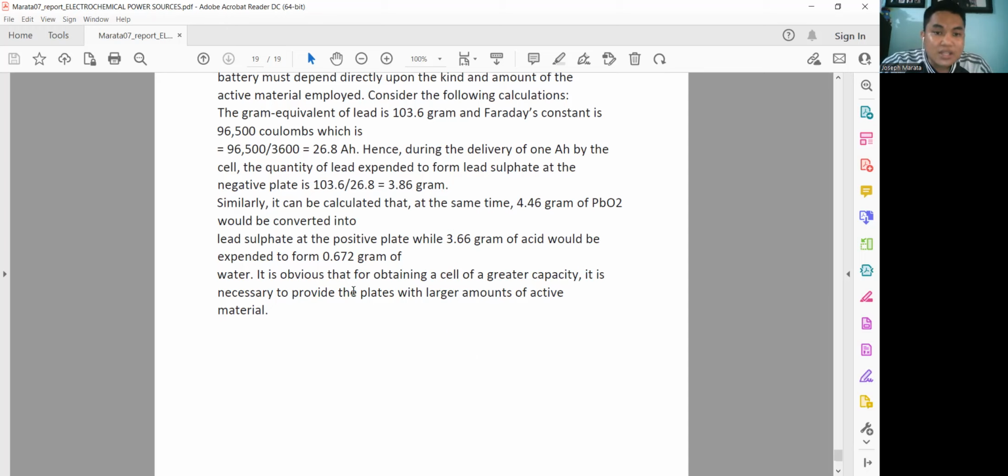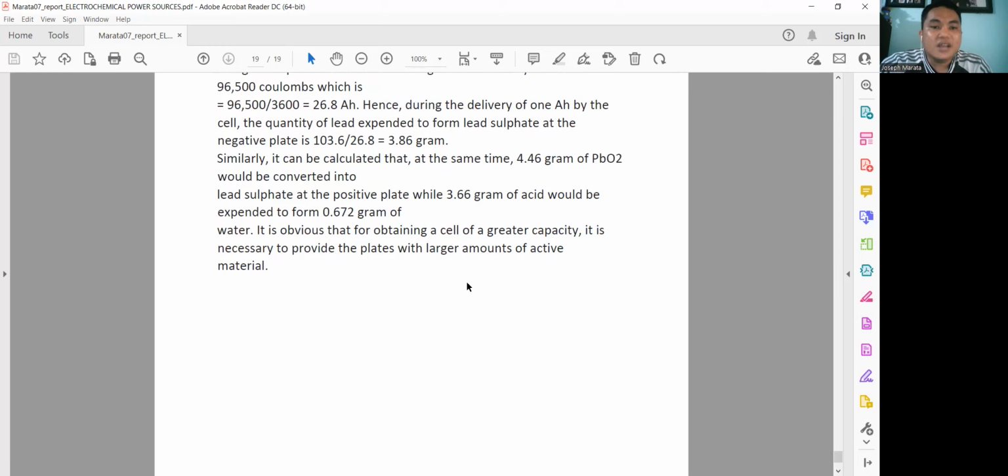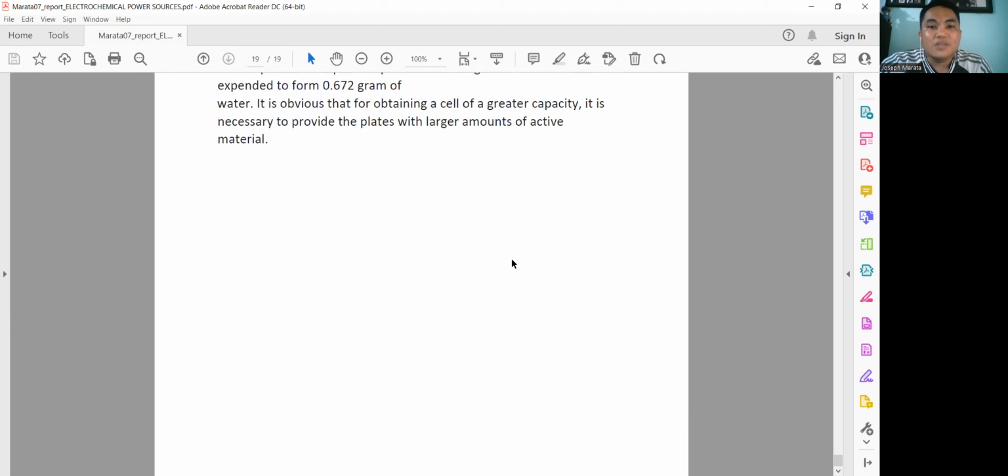It is obvious that for obtaining a cell of a greater capacity, it is necessary to provide the plates with larger amounts of active material.